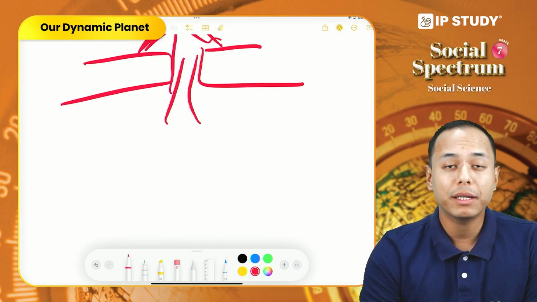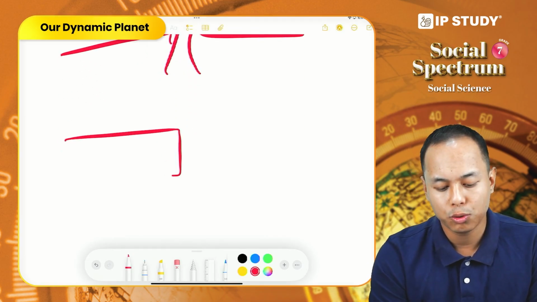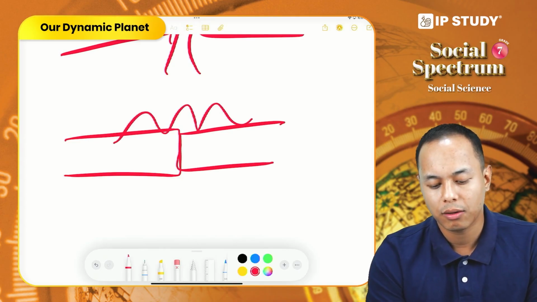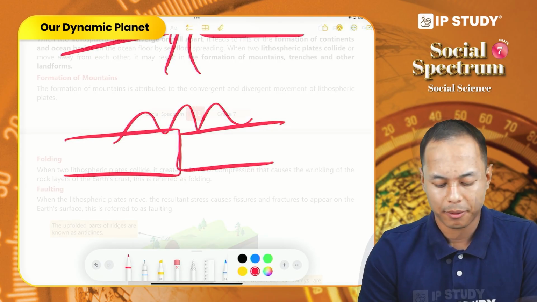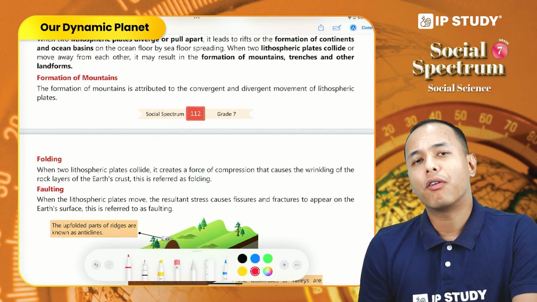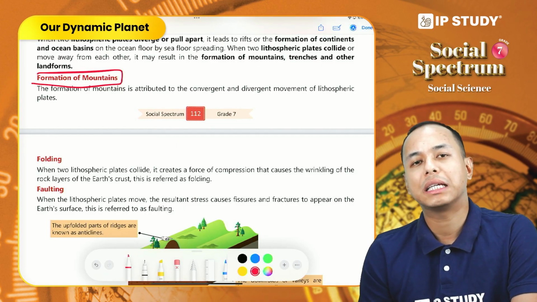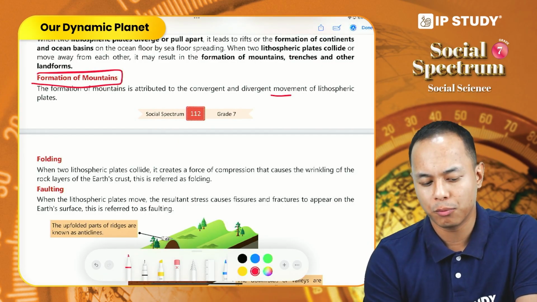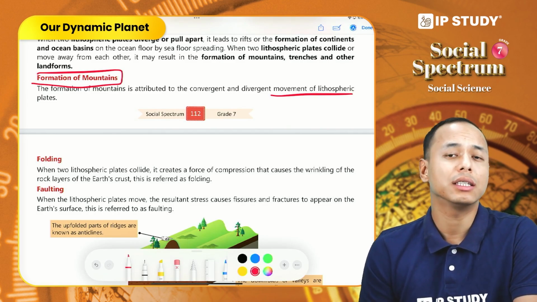In case of convergent plate boundaries, two plates move toward each other, they collide, and as a result, mountains and other landforms are produced. So now let us discuss the formation of mountains. The formation of mountains is attributed to two types of plate movement. First one is convergent and second one is divergent.